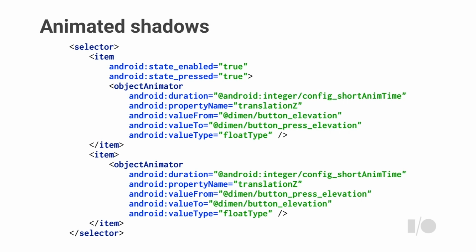So here, in the first item, we say, when the state is pressed, I want you to animate from a certain elevation to another elevation. And at the bottom, when the state is not pressed, I want you to animate the other way. And that's all you have to do. It's a very, very easy way to create those nice secondary animations in your UI. And of course, you could animate any property. The only trick is that from XML, you have to tell the system the type of property you want to animate. It won't be able to figure out that the elevation, the translation Z here, is a float.